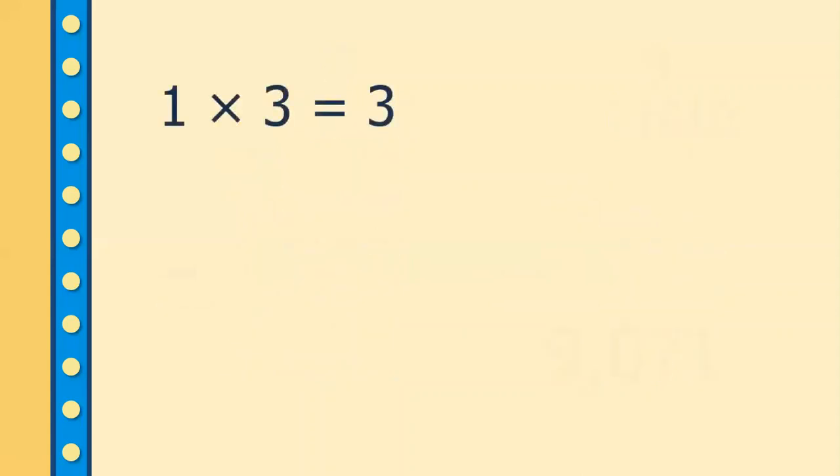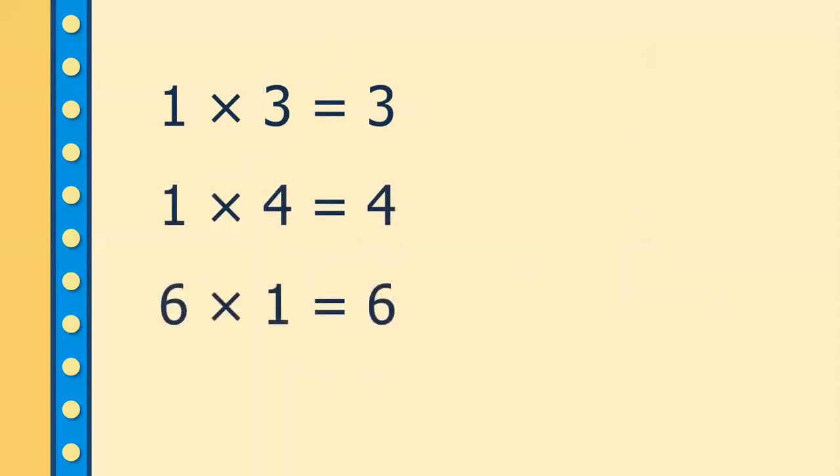All right, let's look at some factors. We have just some multiplication facts here to look at. 1 times 3, 1 times 4, 6 times 1. So again, what they're showing you here is the identity property of multiplication. Any factor times the factor 1, the product is always equal to the factor that it multiplies by 1.